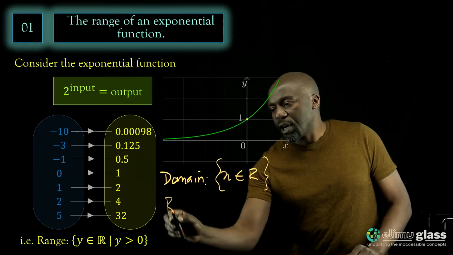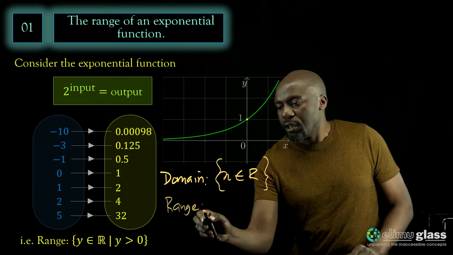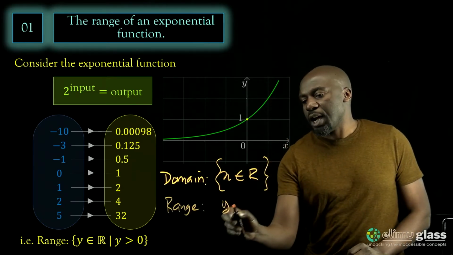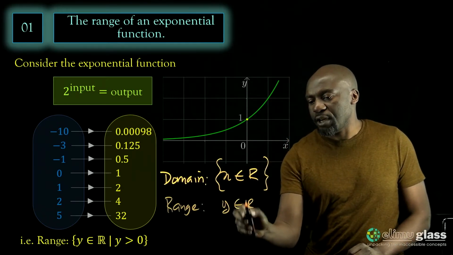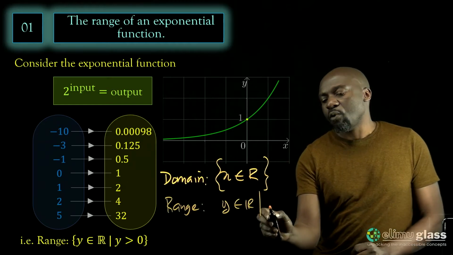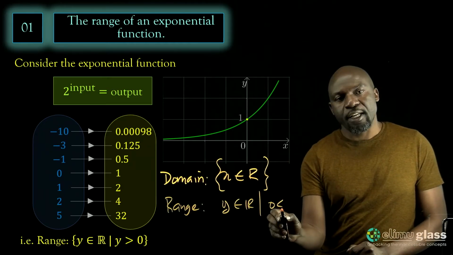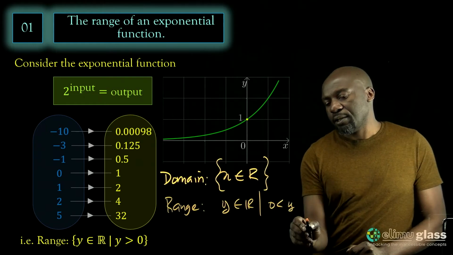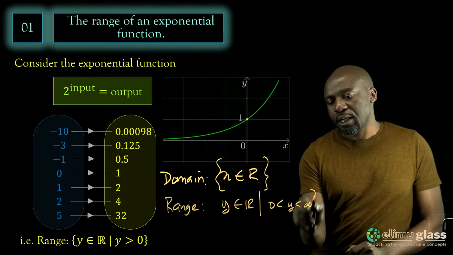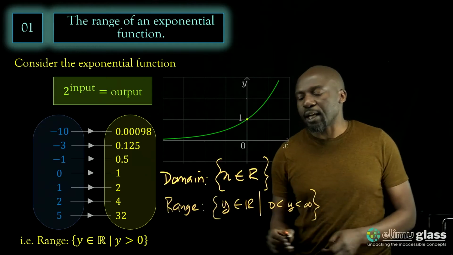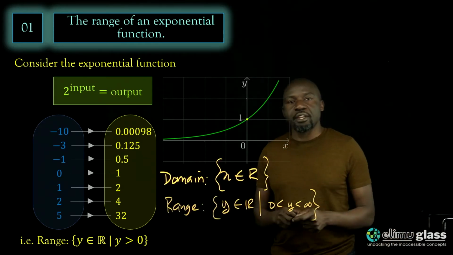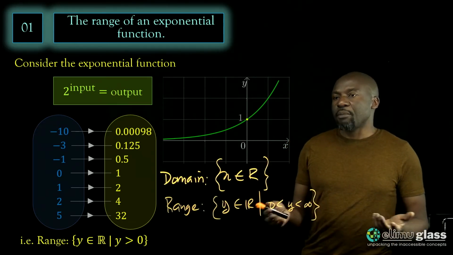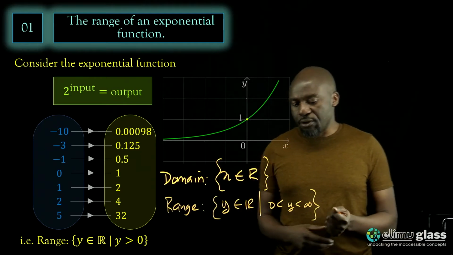And the range for an exponential function is y, all real values such that y is greater than 0. Okay? y is greater than 0, to infinity, and we close our bracket like that. So that's the domain and range for an exponential function, but most of us will usually know about this.